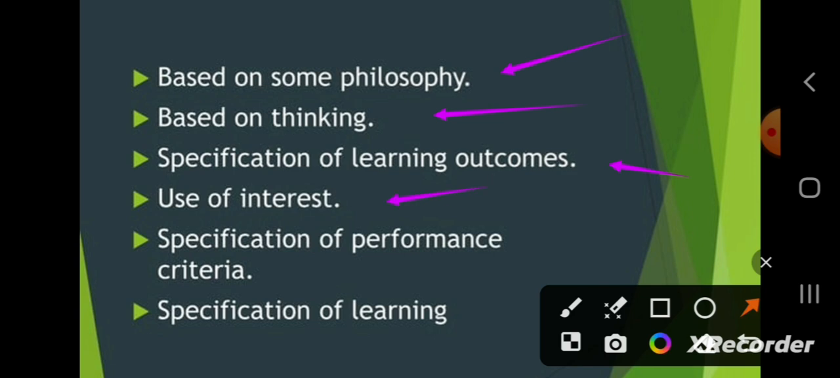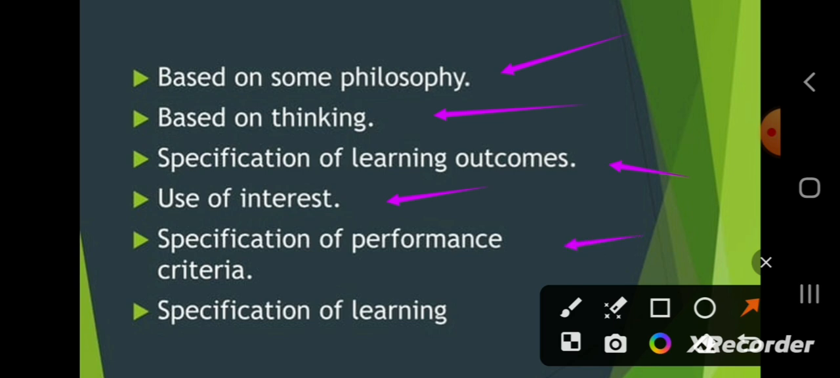Use of interest. Effective teaching models often incorporate elements that align with students' interest and motivation. By engaging students with relevant and stimulating content, these models aim to enhance learning and retention.